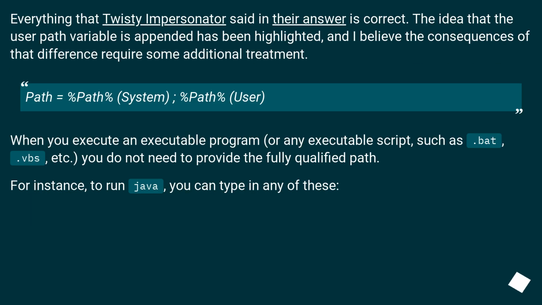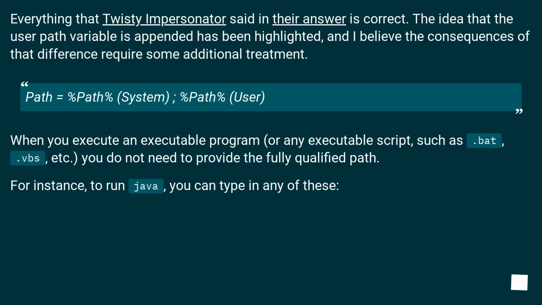Everything that Twisty Impersonator said in their answer is correct. The idea that the user path variable is appended has been highlighted, and I believe the consequences of that difference require some additional treatment. Path equals %path% system, %path% user. When you execute an executable program, or any executable script, such as .bat, .vbs, etc., you do not need to provide a fully qualified path.